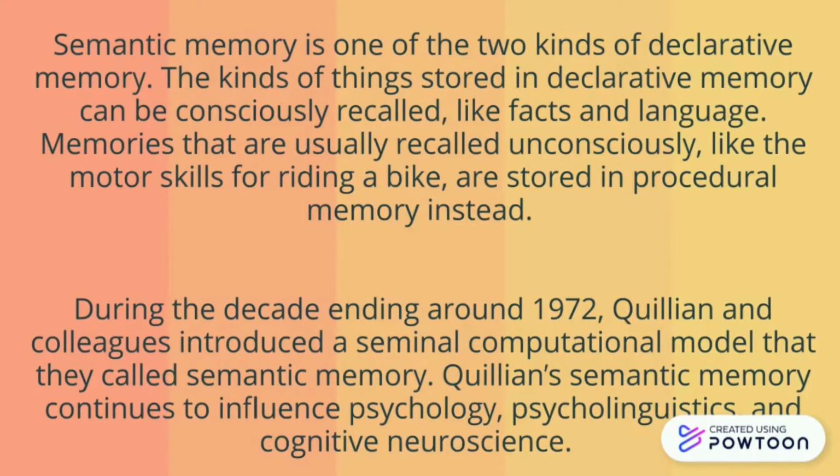Semantic memory is one of the two kinds of declarative memory. The kinds of things stored in declarative memory can be consciously recalled, like facts and language. Memories that are usually recalled unconsciously, like the motor skills for riding a bike, are stored in procedural memory instead.